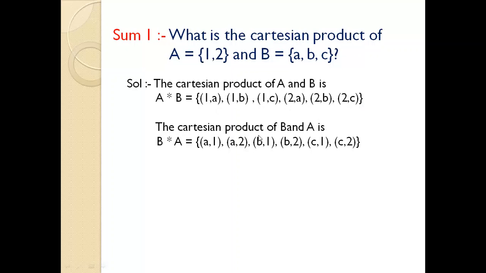Now we see the Cartesian product of B and A. Again the same procedure. We multiply the first element of B with all elements of set A, like a1, a2, then b, b1, b2, and last we take c, c1, c2. Here we say that a comma 1, a comma 2, b comma 1, b comma 2, c comma 1, c comma 2.